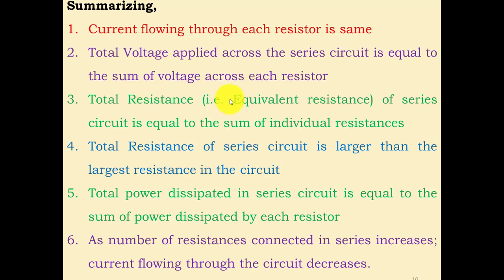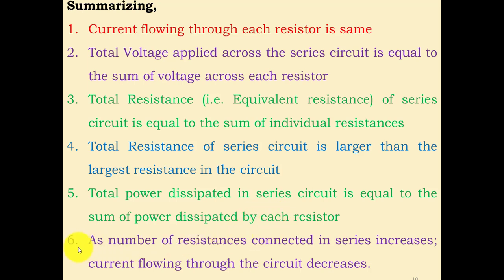Third, total resistance, that is equivalent resistance of series circuit, is equal to sum of individual resistances. In our case, R equivalent or R total is R1 plus R2 plus R3. Characteristic number 4, total resistance of series circuit is larger than the largest resistance in the circuit. That we have seen, total resistance of 50 ohm, it is more than the highest resistance, that is 25 ohm. Fifth characteristic, total power dissipated in series circuit is equal to the sum of power dissipated by each resistor. In our case, total power dissipated was 200 watt, which is sum of P1 plus P2 plus P3.